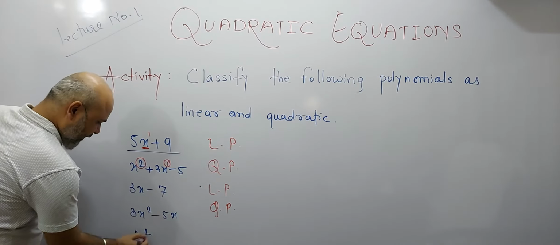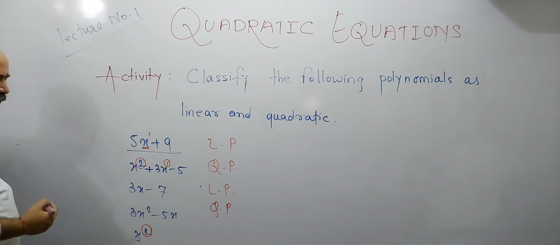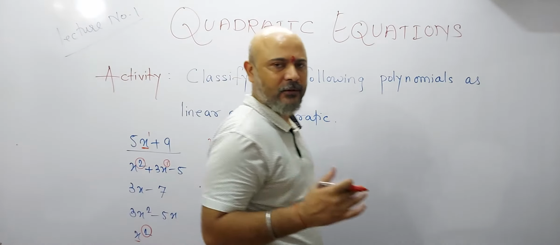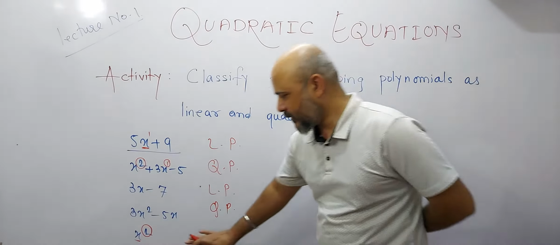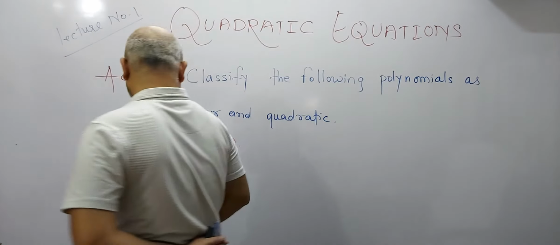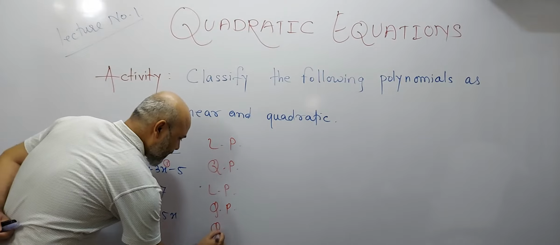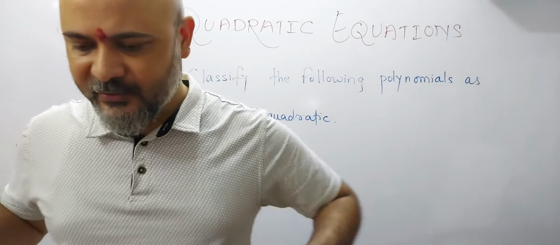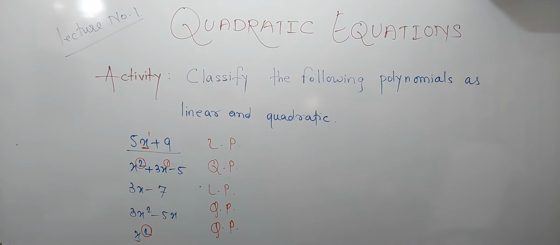You know the degree of this variable x is 2 because it is x square. The highest degree of the variable x is 2. Therefore, again this is called a quadratic polynomial. Okay, students. So this is the first activity which is given on page number 30. You have to classify whether the following polynomials are linear or quadratic.